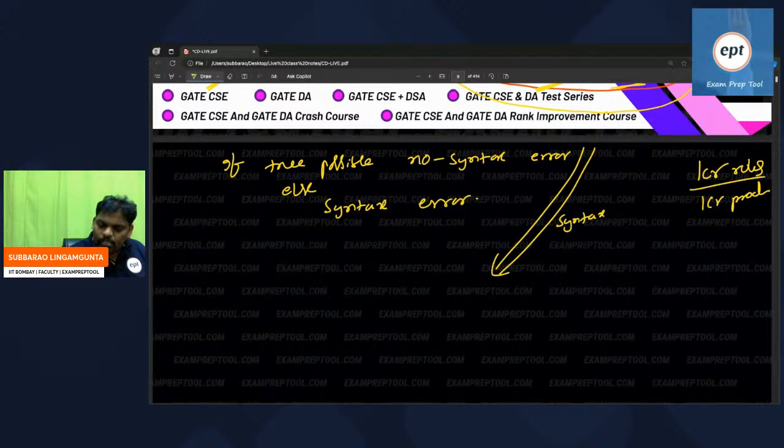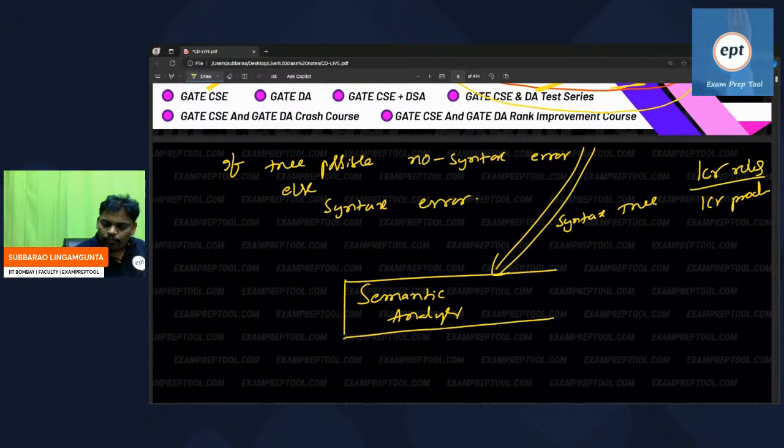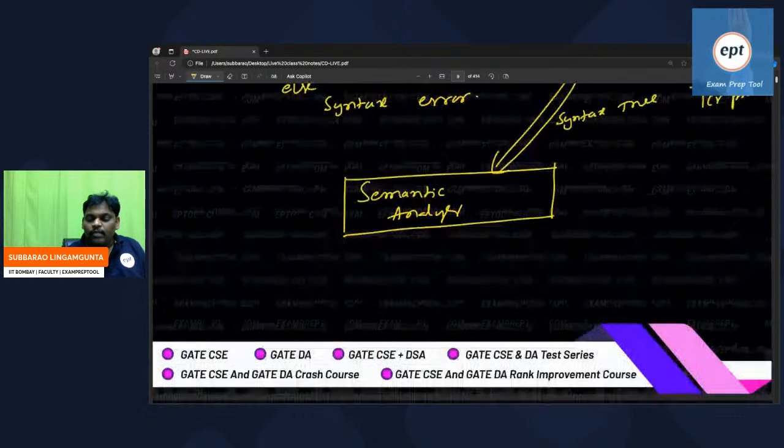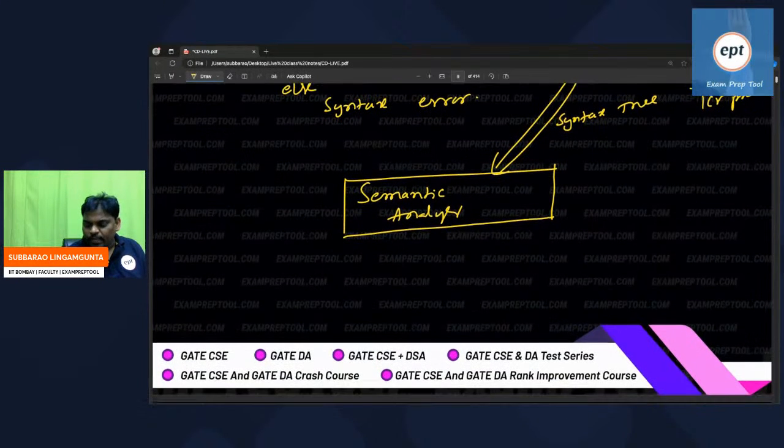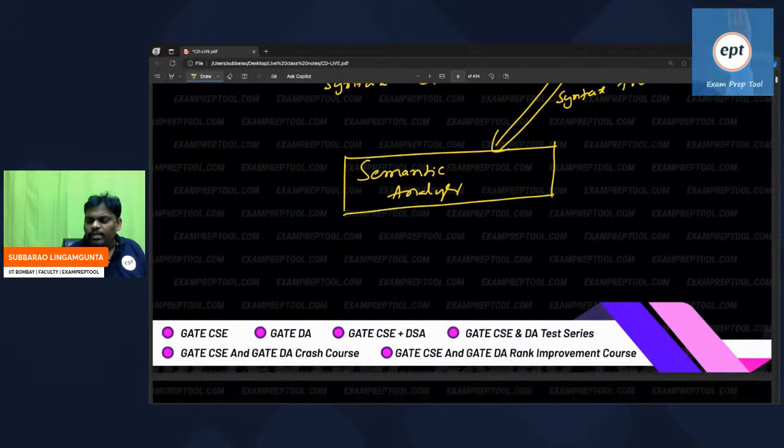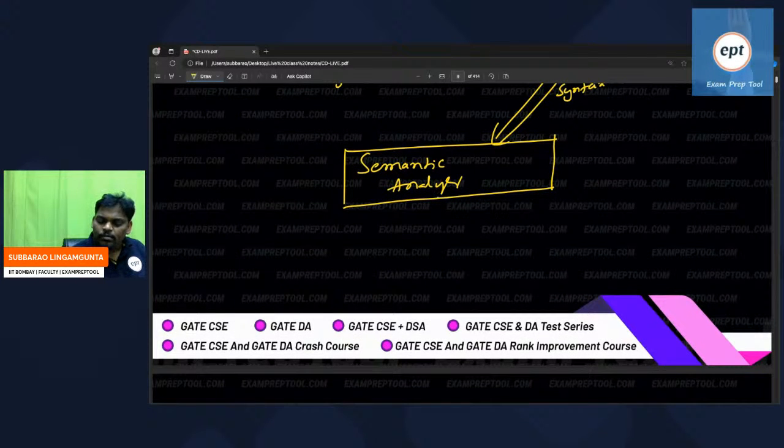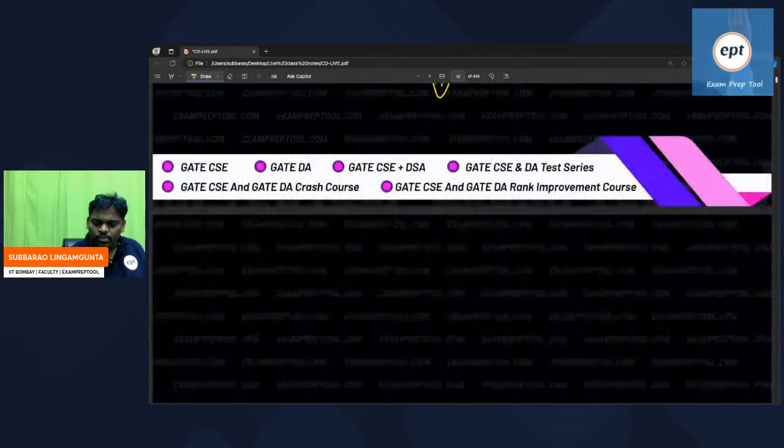The syntax tree is the input to the next phase of the compiler, which is the semantic analyzer. What will it do? Listen, I will explain exactly what it will do. Make sure everyone listens. We'll take the input and see the output. Everyone observe the output.